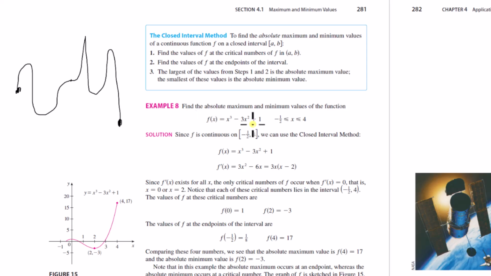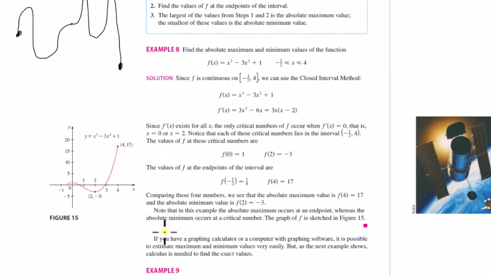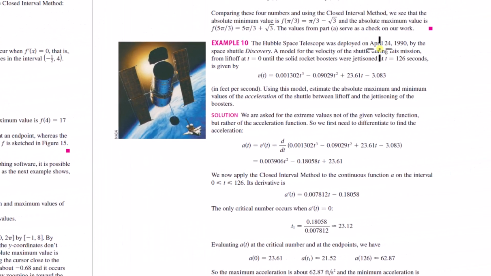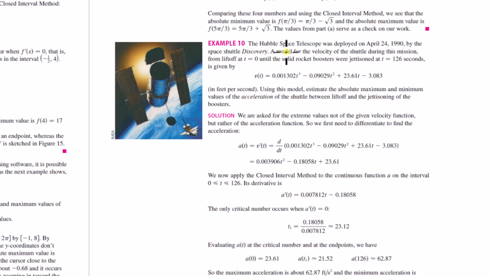Okay, so now they find the absolute max and min. We're going to work a bunch of examples. The Hubble Space Telescope was deployed on April 24th, 1990. A model for the velocity of the shuttle during the mission from liftoff at t equals 0 until the solid rocket boosters were jettisoned at t equals 126 seconds is given by this formula. Using this model, estimate the absolute maximum and minimum values of the acceleration of the shuttle between liftoff and the jettisoning of the boosters.